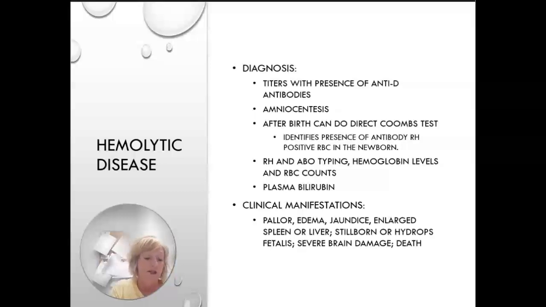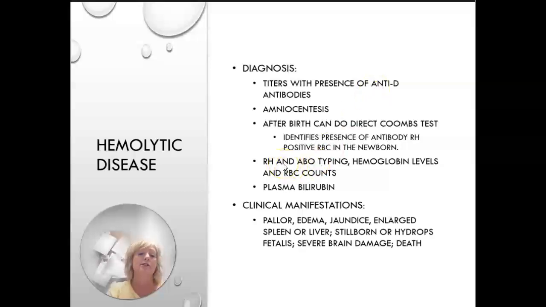So if we do an indirect Coombs test and it's positive, that tells us that mom has antibodies against the red blood cells of the baby. If baby or direct Coombs is positive, then we know the baby has those antibodies in its body, causing that problem. So we diagnose that with amniocentesis, and again, we're looking for those antibodies, those Rh positive red blood cells in that newborn. We're looking for that direct Coombs test, looking directly at the baby. Indirect is going to be mom.